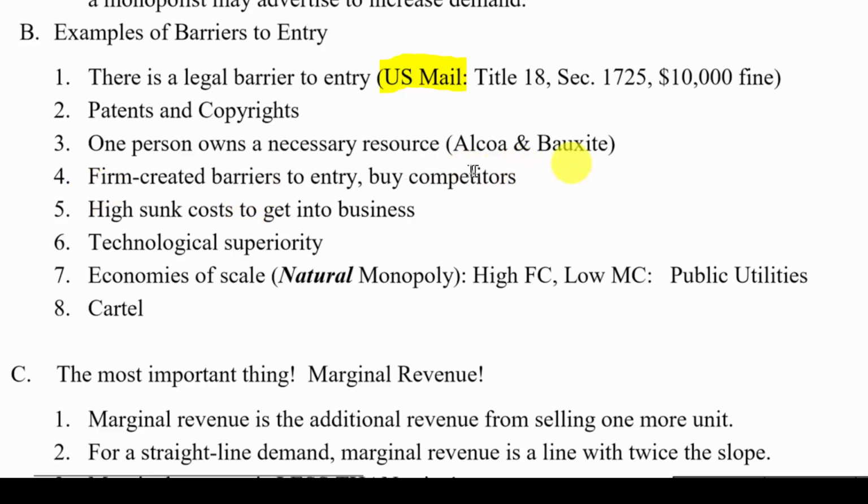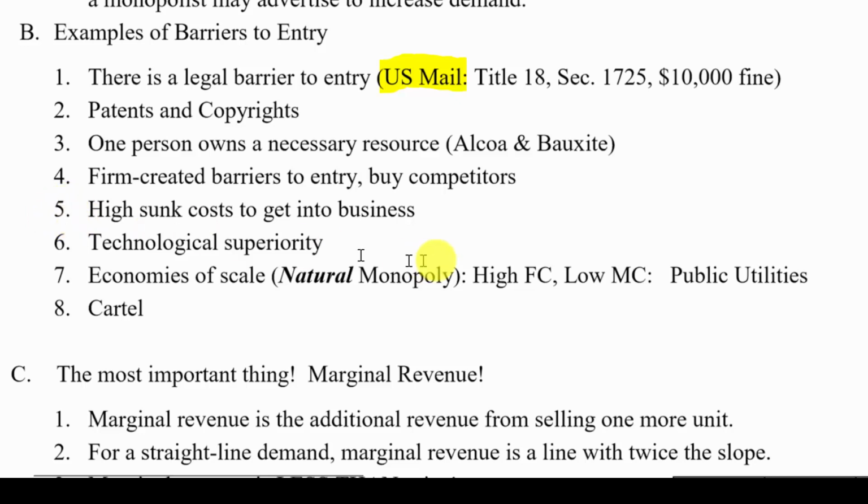Another barrier to entry that's kind of similar that I've seen before is if you want to be a monopolist, buy your competitors. So anybody that comes into the business, buy them, shut them down. And then you're a monopolist again. Somebody else enters, buy them, shut them down.